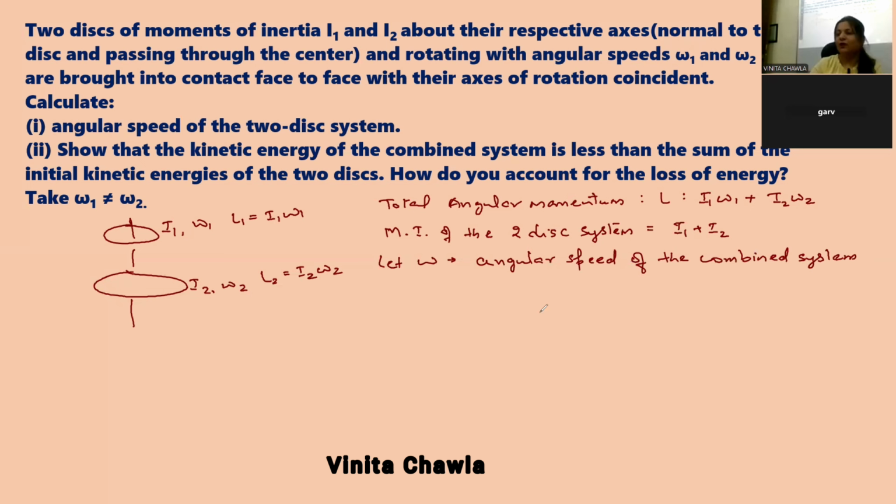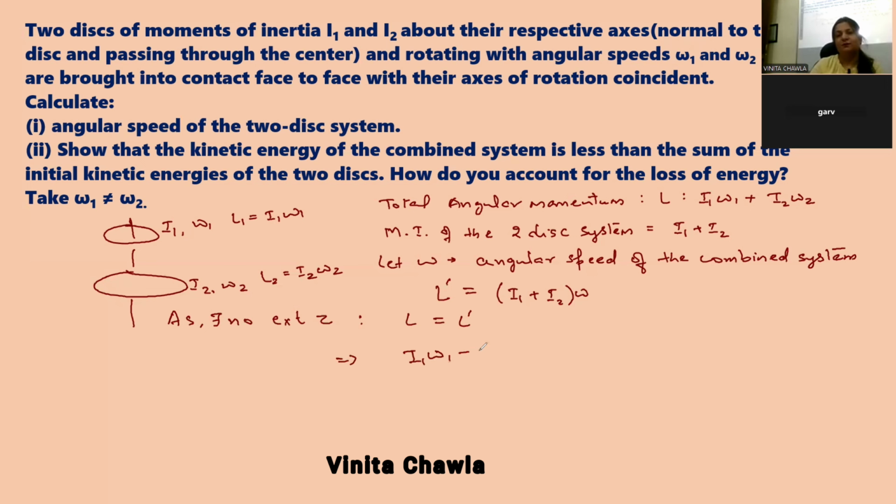Okay, so we can write angular momentum as L dash. It is (I1 plus I2) omega. ठीक है? यहाँ पे कोई external torque act हो रहा है? No. So we'll write, as there exists no external torque acting on the system, therefore L and L dash are equal. ठीक है?